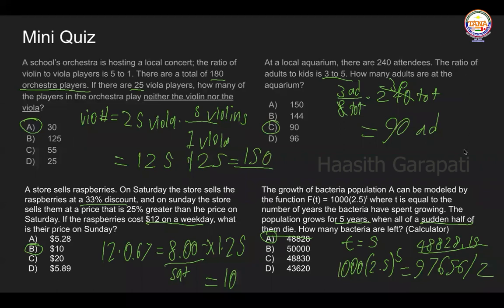For question number 3. Okay, so it says at a local aquarium, there's 240 total people, and the ratio of adults to kids is 3:5. So another way you can look at that is that out of 8 people, 3 of them are going to be adults. And then if there's 240 total people, then you can simply solve like that, and you should get a value of 90.